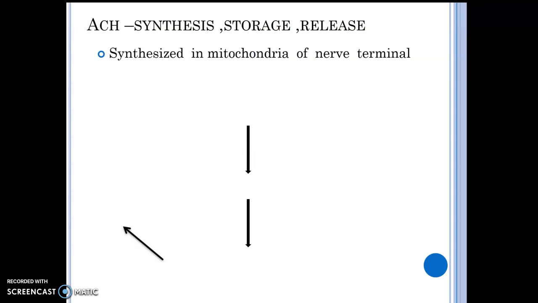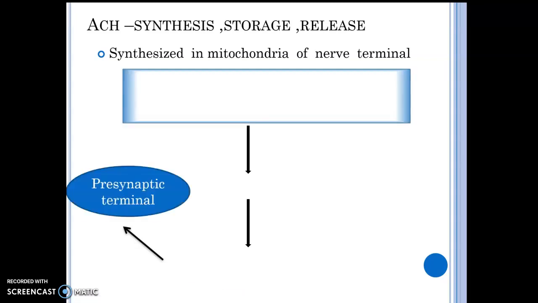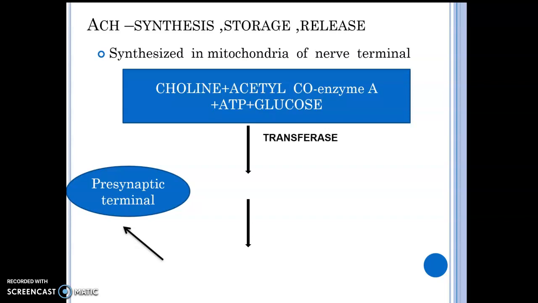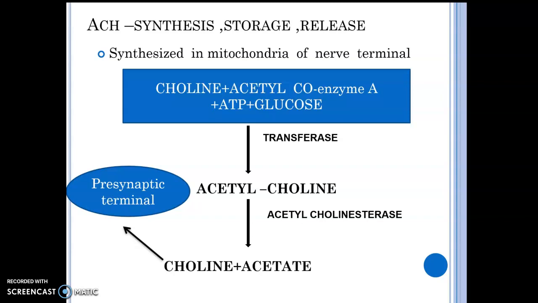Acetylcholine is synthesized in the mitochondria of the nerve terminal. Acetylcholine is formed from choline combined with acetyl coenzyme A in the presence of ATP and glucose by the enzyme transferase. This acetylcholine will be broken into acetate and choline by the acetylcholinesterase enzyme, and this choline will be retaken into the presynaptic terminal.